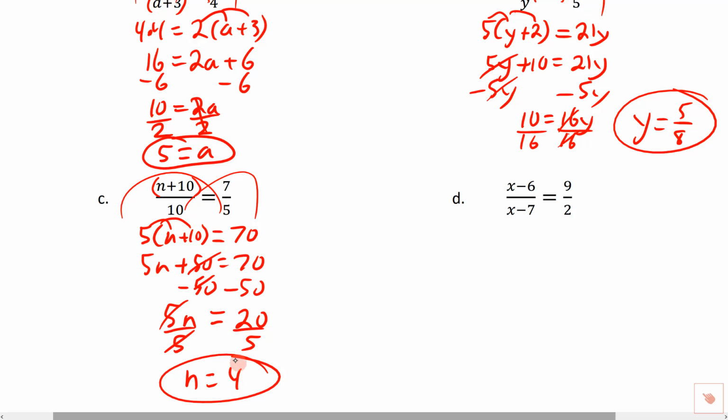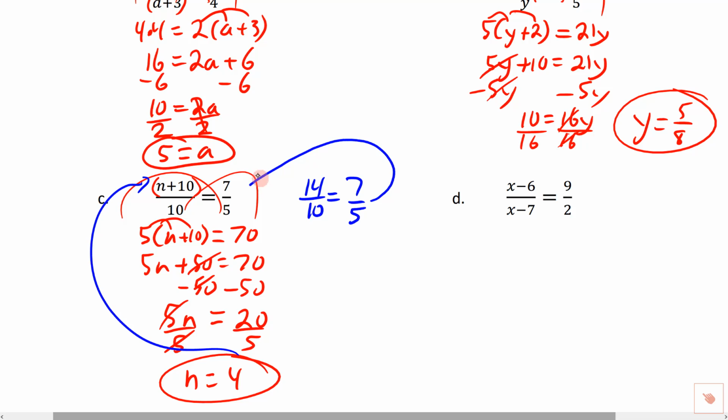So let's check that on this one right here. I'm going to change colors, and I'm going to plug this in right there. That would be 4 plus 10, so that's going to be 14 over 10. If we reduce that, 2 goes in here 7 times and 2 goes in here 5 times. So notice that we get exactly the fraction that's on the other side. So this is that whole idea that proportions are equivalent fractions. Okay, so let's go ahead and keep solving here.